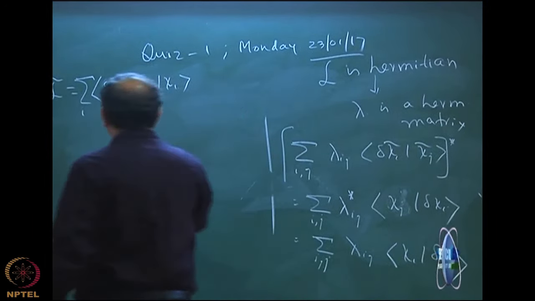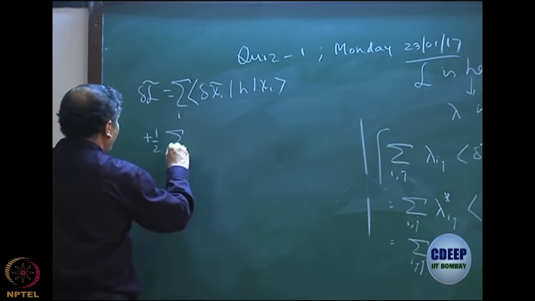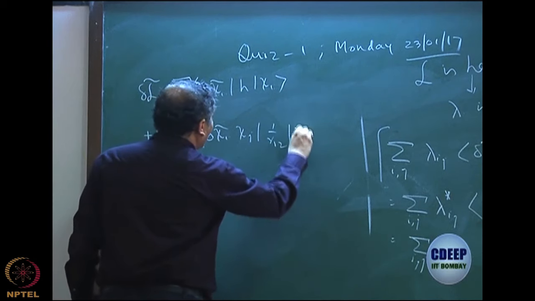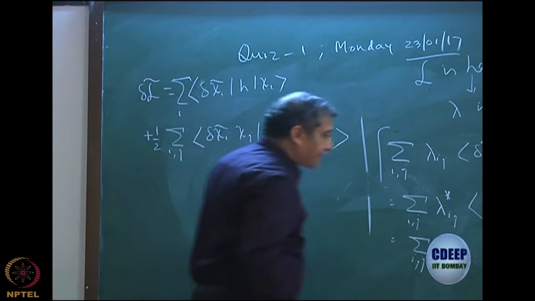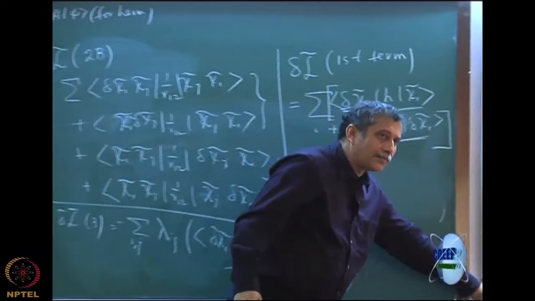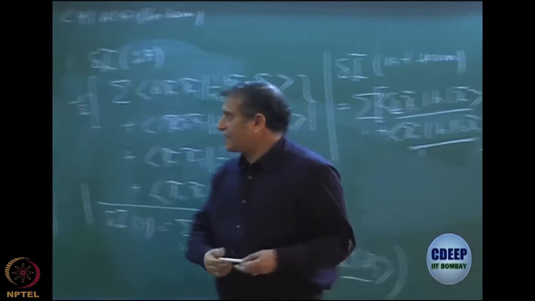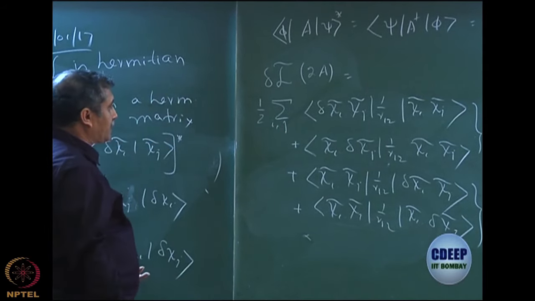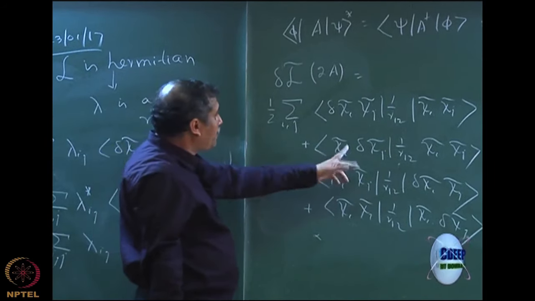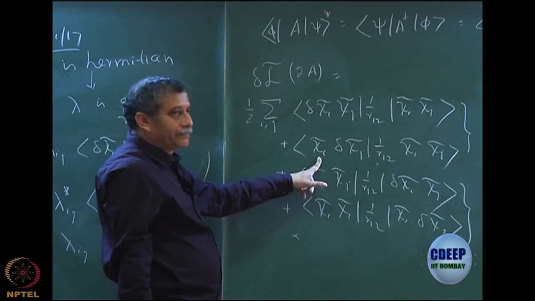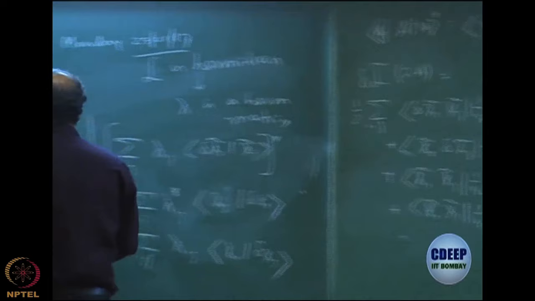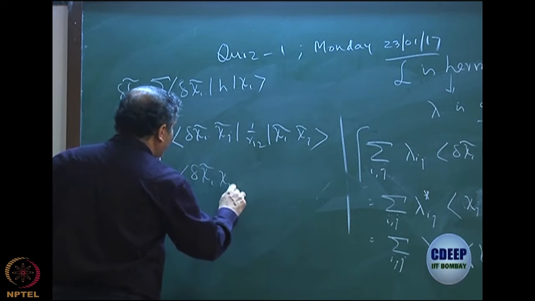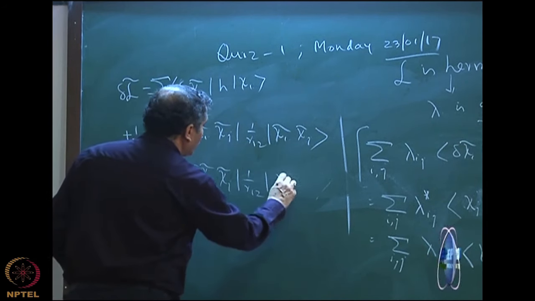Then I go back to 2a and I write this as a half sum over ij of delta chi I tilde chi j tilde 1 by r12 chi I tilde chi j tilde. And then the second term, I am only going to write the two terms now. However I want to write, I will write. The second term is chi I tilde delta chi j tilde 1 by r12 chi I tilde chi j tilde. I don't choose to write it like this. What I will do, I will make a further dummy variable interchange here. I will make this I, I will make this j, deliberately. So then this will become plus delta chi I tilde, sorry, this tilde I am forgetting sometimes, chi j tilde 1 by r12 chi I tilde.